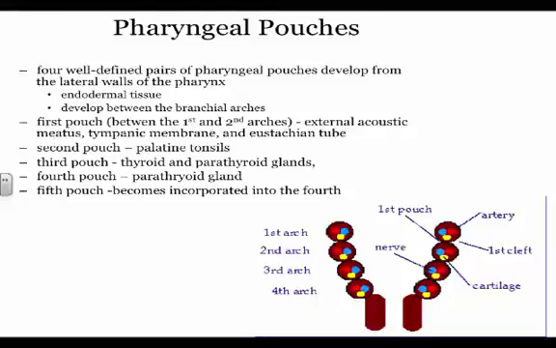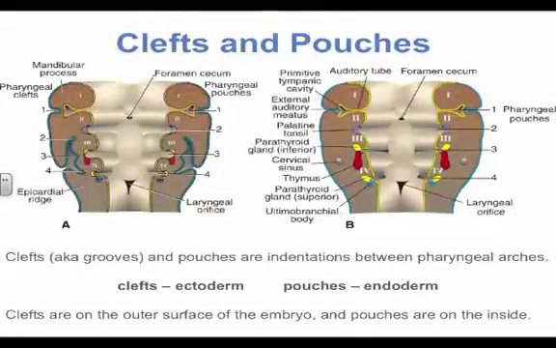Again, first arch will also become the pouches. The pouch between the first and second arch becomes the external auditory meatus, the tympanic membrane, and the eustachian tube. The second pouch between 2 and 3 becomes the palatine tonsils. The third pouch becomes the thyroid and parathyroid glands. Fourth pouch, 2 parathyroid glands, and we lose the fifth one. And you can see how really kind of interesting things we have.